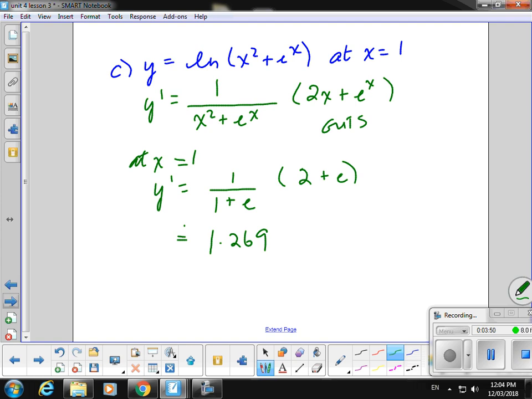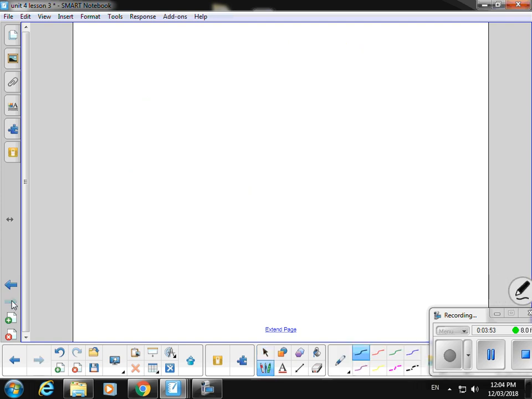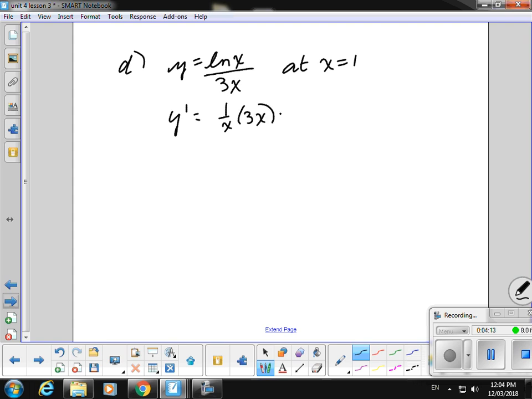All right, last example is y equals ln x over 3x. So I have a quotient rule, and I want to find the slope of the tangent at a specific place. So my derivative would be the derivative of the top times the bottom, subtract the top times the derivative of the bottom, all over the bottom squared. Let's just tidy that up a little bit. I feel like I did something wrong here.